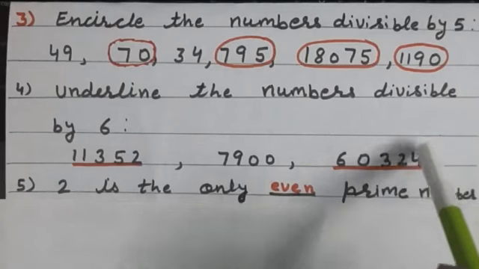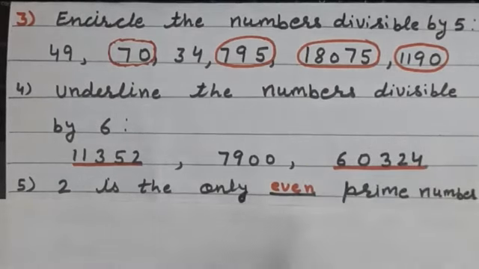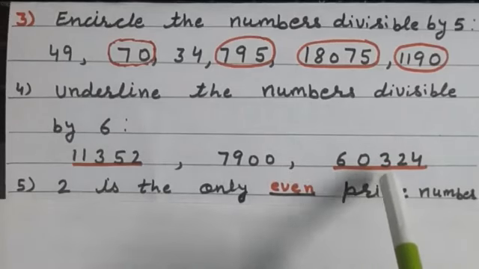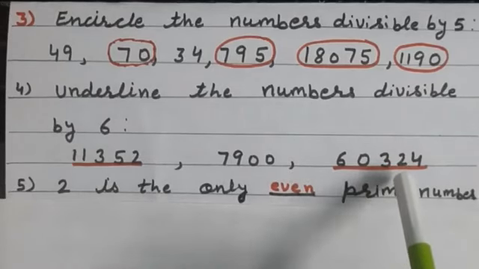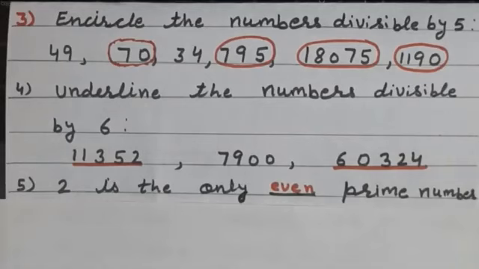Ones place is containing 4. It is a multiple of 2, so it is divisible by 2. Check for 3. 6 plus 3, 9. 9 plus 2, 11. 11 plus 4, 15. Yes, 15 is divisible by 3. So this number 60,324 is divisible by 6 also. 2 से भी divisible है, 3 से भी है, then it will be divisible by 6 also. So you will underline it.